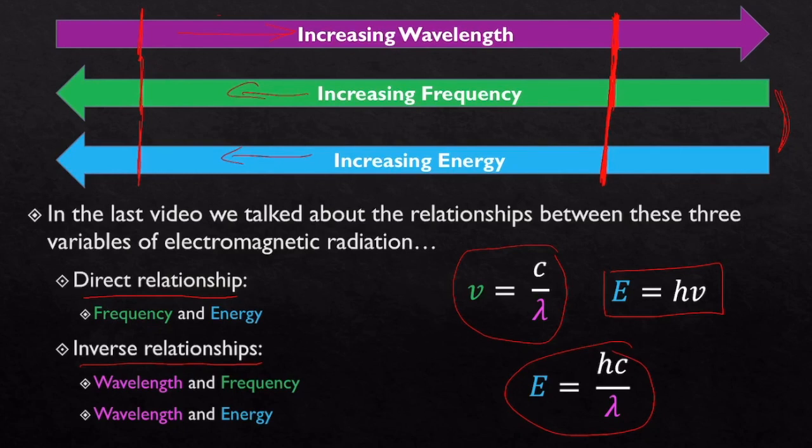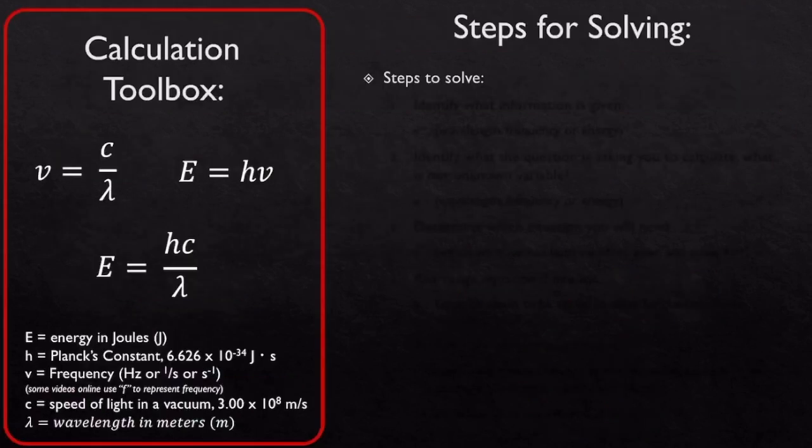All right, so let's go ahead and talk about the calculations. The equations listed over here are the equations that we're going to be using for all of the calculations that we're going to be doing in this building block. So I've made a little toolbox, and we've got our equations, and for each equation there's a list down here of what the different variables are.